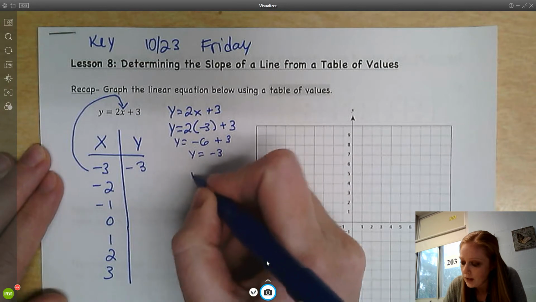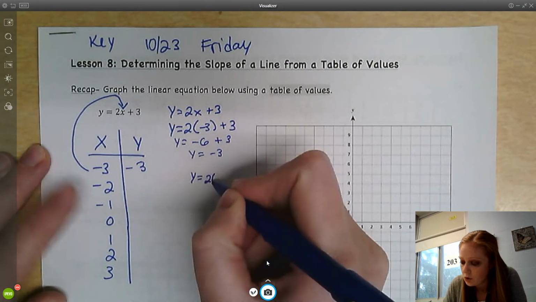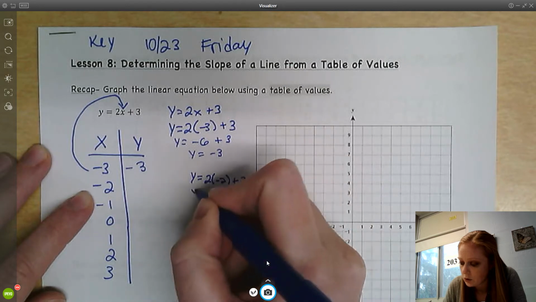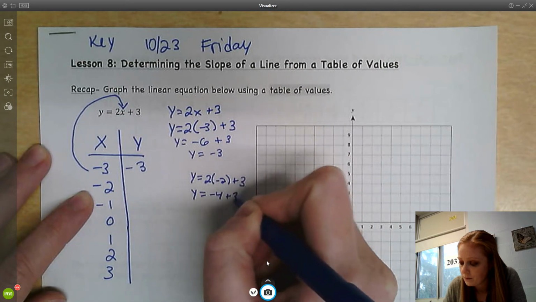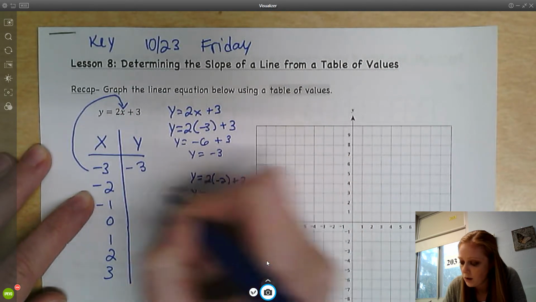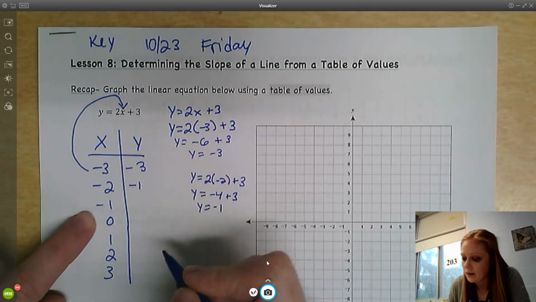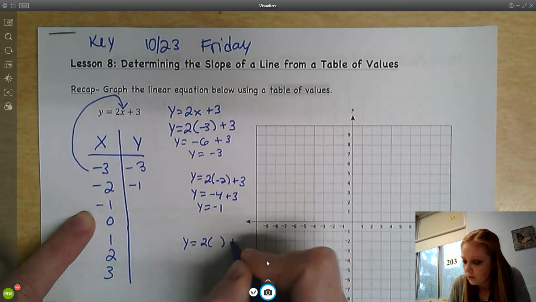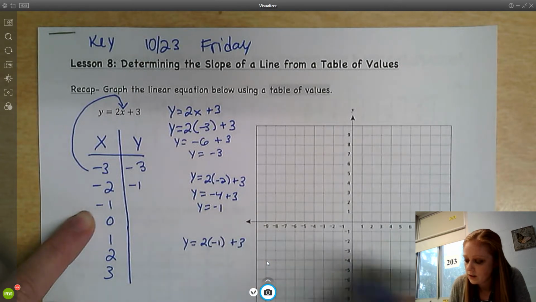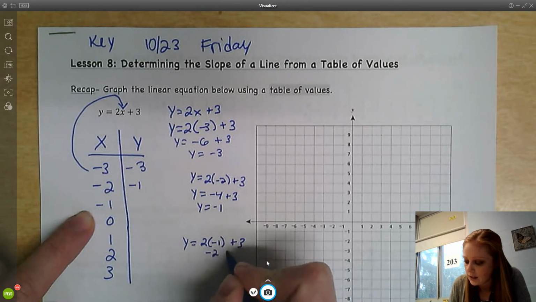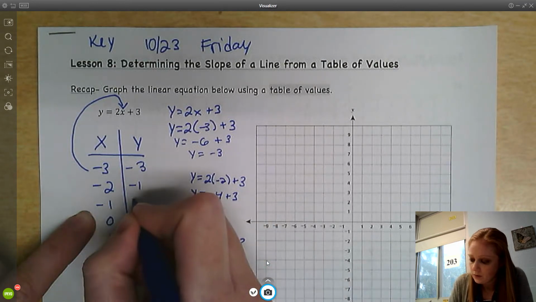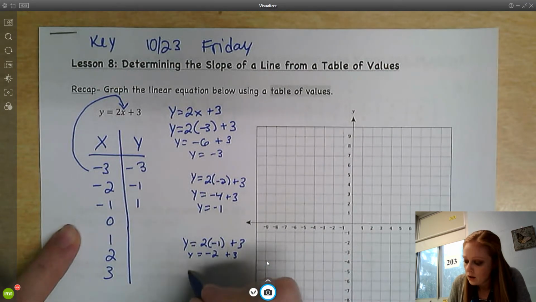Okay, then we're going to do it again. So y equals 2 times, plug in -2 for x, and see what you get for the y. This time we're going to get -1. Okay, now when x is -1, so let's plug in -1 for x. 2 times -1 is -2. And again, you could just put this whole part in your calculator. So we're going to get 1.